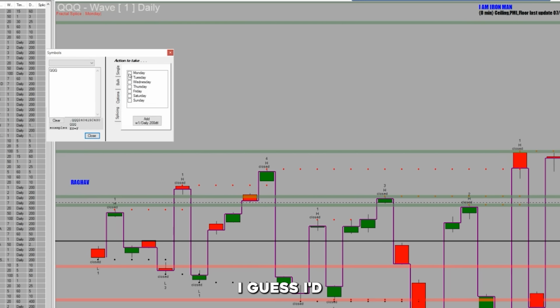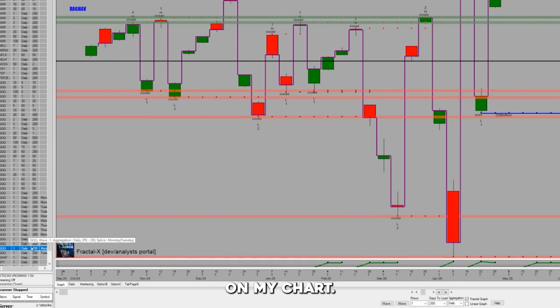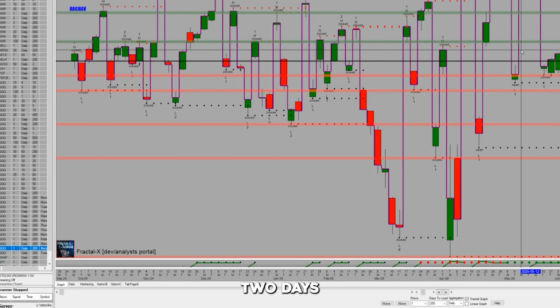I can also add combos, for example Monday, Tuesday, Wednesday, these 3 days, and add them to my splicing chart, or just Monday, Tuesday, or even just Tuesday. I can add it like that, and I'll get them right here on my chart. Right here, that's the Monday, Tuesday. This is 2 days consecutive.